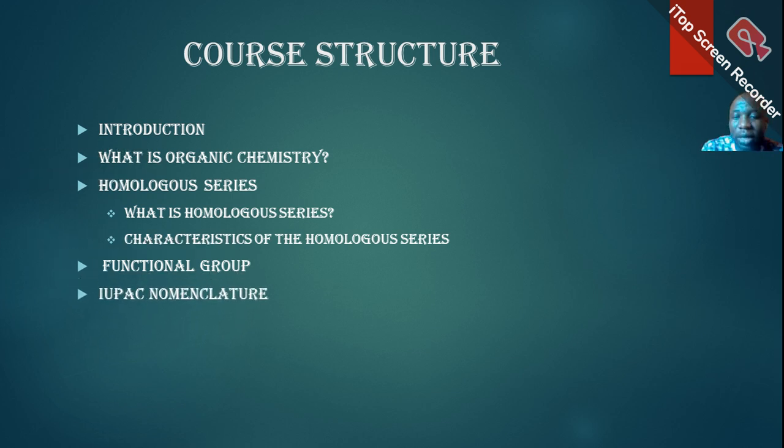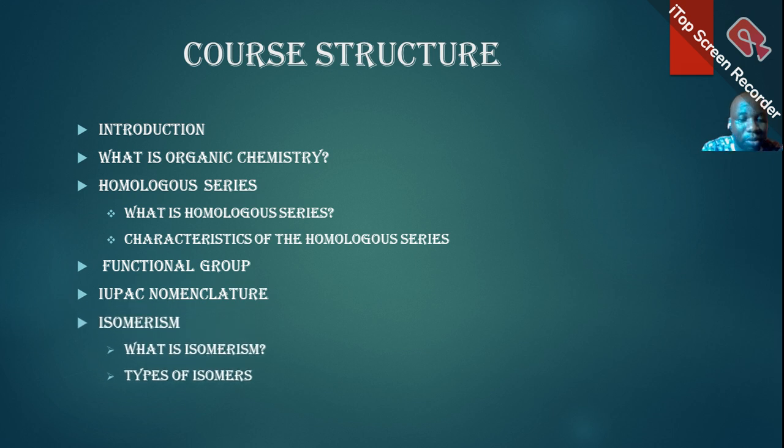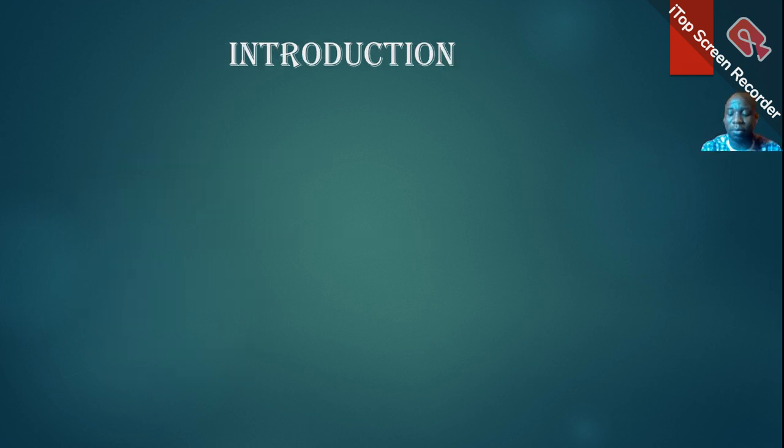Then we look at the hierarchy nomenclature. How do we name organic compounds? What are the rules guiding naming organic compounds? Then we also look at isomerism. What is isomerism? We look at the different types of isomers that we have. Now we'll go to the introduction part.